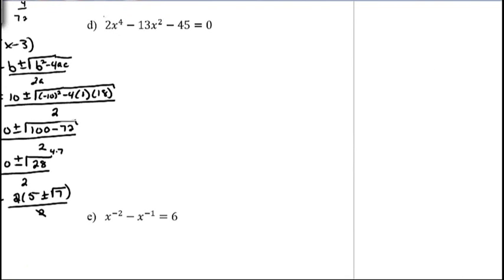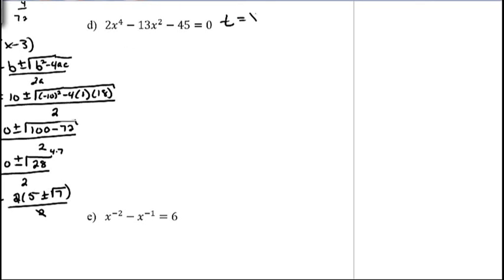So here's our next example. We have 2x to the fourth minus 13x squared minus 45 equals 0. So again, you can do the same thing that we did in the last example. You can either do the t substitution, or you can factor it. So I'll do the substitution way.